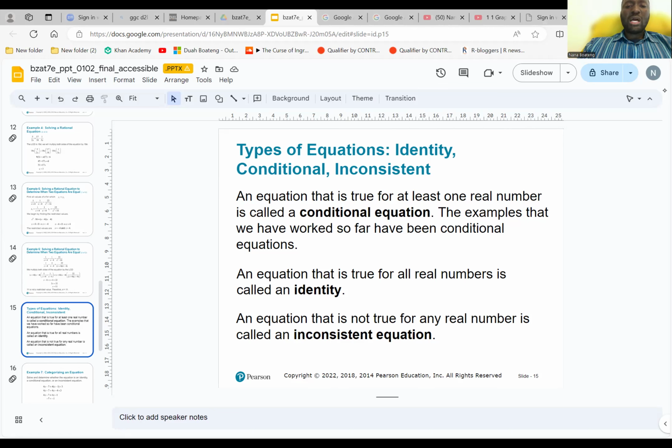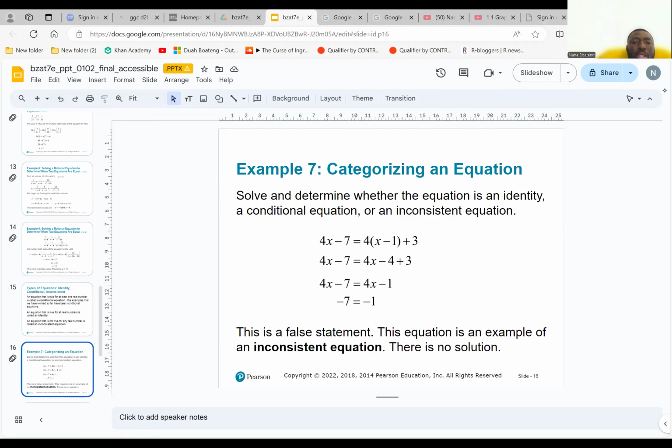An identity is an equation such that if you solve it, it is true for all real numbers. There is no condition on the value of x. An inconsistent equation is one which has no solution. When you solve it, the x drops out of the equation. For example, if we have 4x minus 7 is equal to 4 times (x minus 1) plus 3, let us try to solve this.